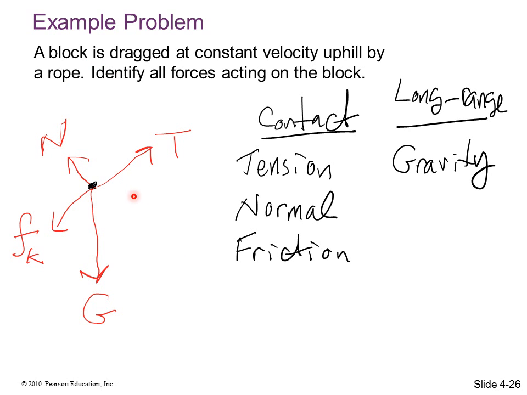So here's the drawing. So tension, the rope is pulling up the ramp. The normal force is a supportive force being exerted by the hill. The frictional force is kinetic because it's at constant velocity. That means it's dynamic, it's moving. So we have a frictional force in the opposite direction of motion. And then last but not least, we have the force of gravity heading down.